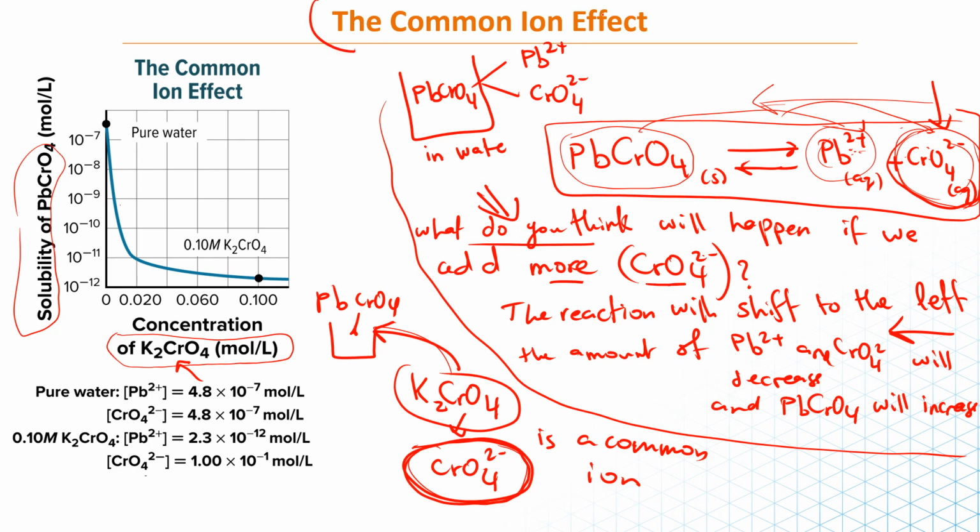So this is called the common ion effect, because CrO4 minus 2 is a common ion between the two compounds. When I add it, it causes what we explained here: it makes the reaction shift to the left, and therefore it reduces the solubility of this compound. That's why the solubility is decreasing as we add more K2CrO4. Okay, guys?